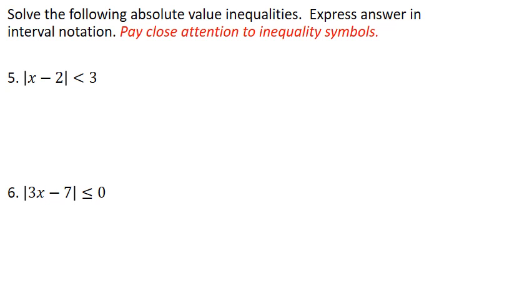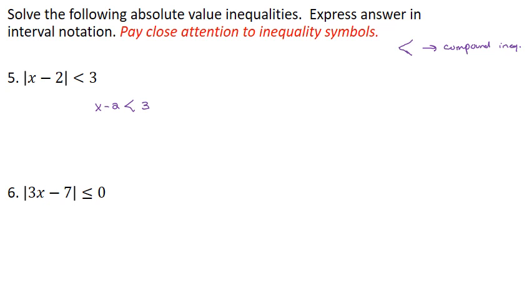So on number 5, it says the absolute value of x minus 2 needs to be less than 3. So here's the good thing about less thans. Whenever you see a less than symbol, you can set this up as a compound inequality. And let me show you how to do that. So you see the less than. Take your absolute value part and write it down. The right-hand side doesn't change.